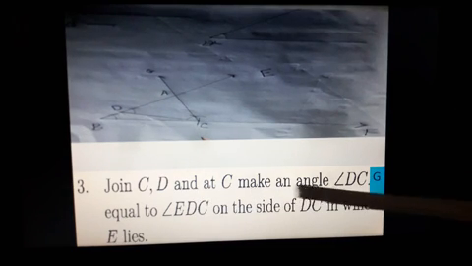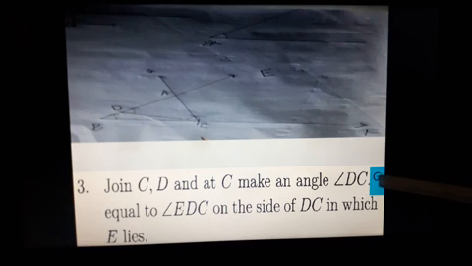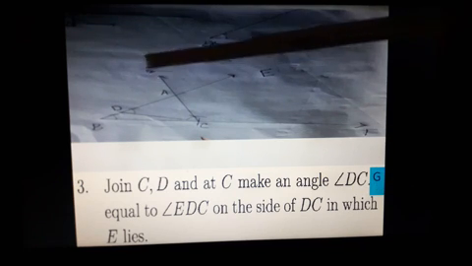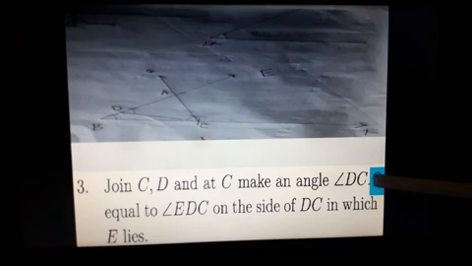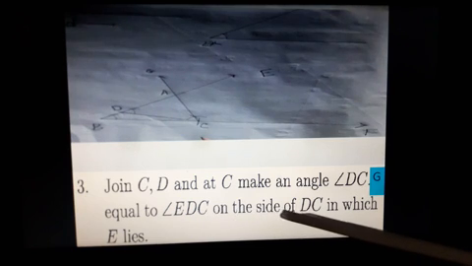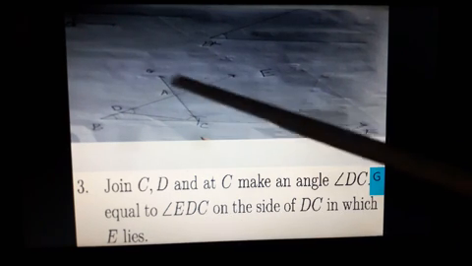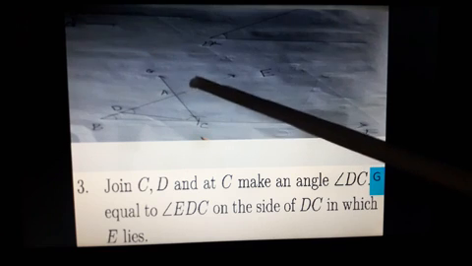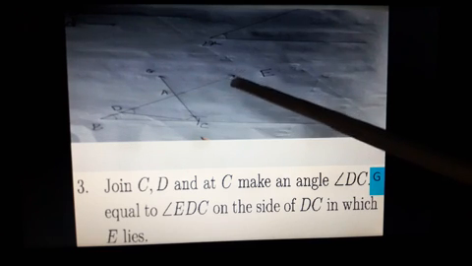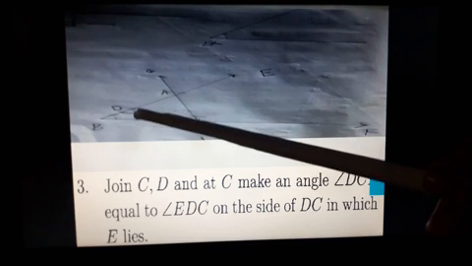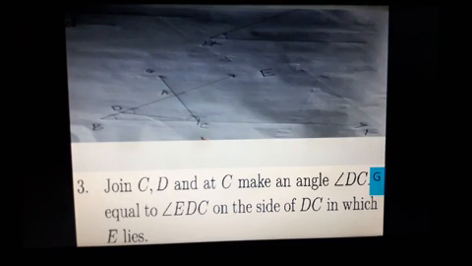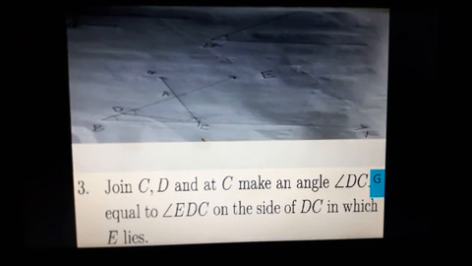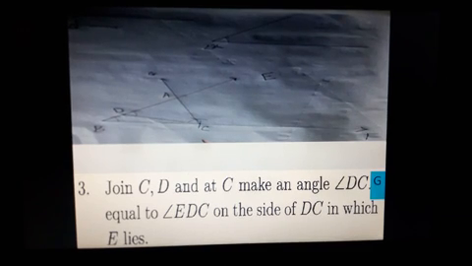Here, join CD. In your book it was DCA; I name it DCG here, so I edit it. Equal to EDC on the side DC in which E lies, not here. We will make it on this side, not this side. Now let us watch the video.